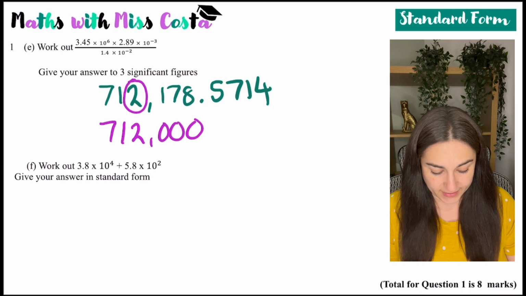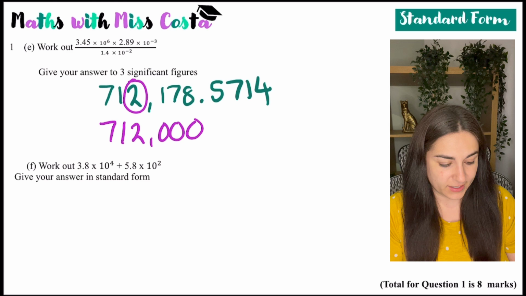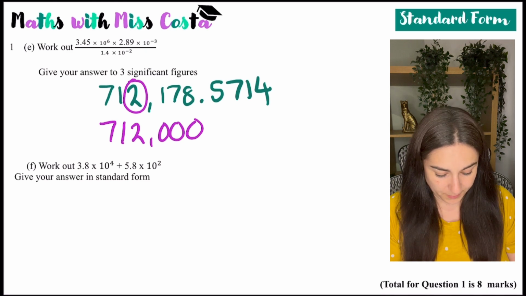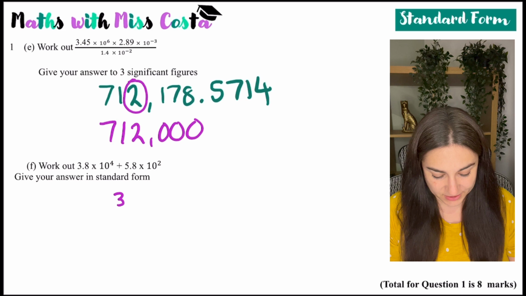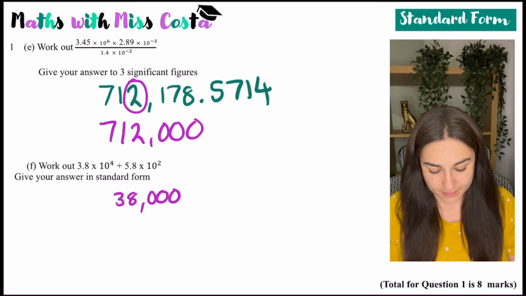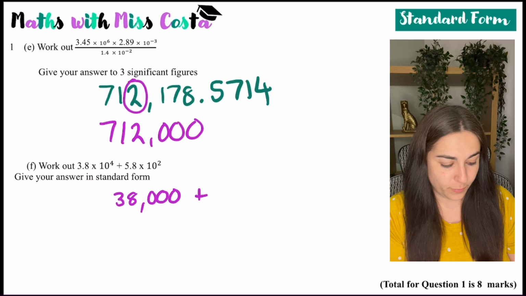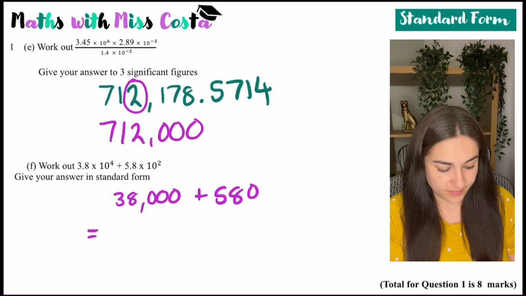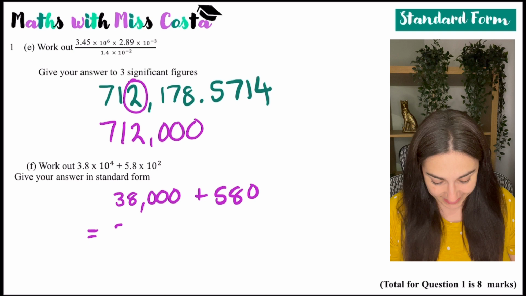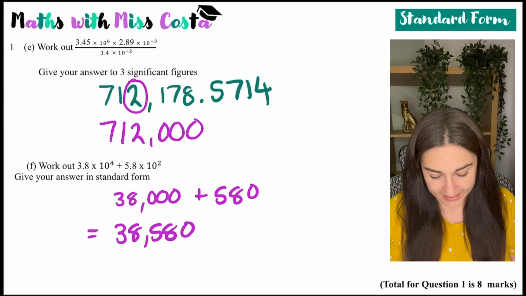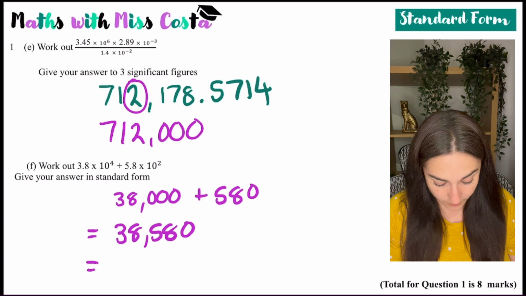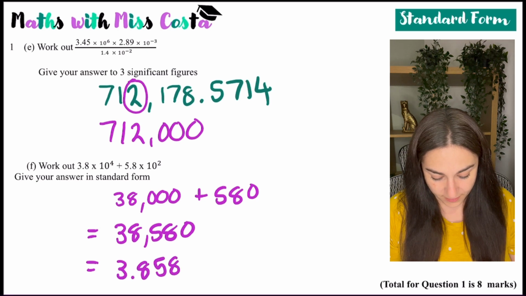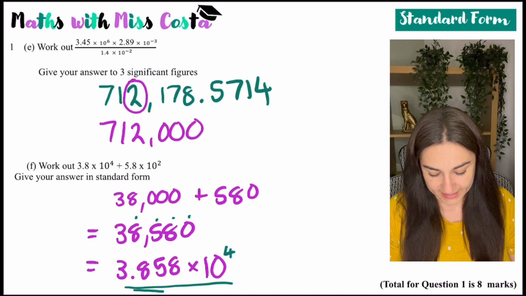So once again, I could do this on my calculator, so just type in 3.8 times 10 to the power of 4 plus... or I'm going to just do it step by step actually. So 3.8 times 10 to the power of 4 is 38,000, and then 5.8 times 10 squared is 580, and then you add these two together, and the whole point is that you're going to get something that isn't in standard form. So that's 38,580, and then you just convert this back into standard form. So 3.858 times 10 to the power of 1, 2, 3, 4, times 10 to the power 4.